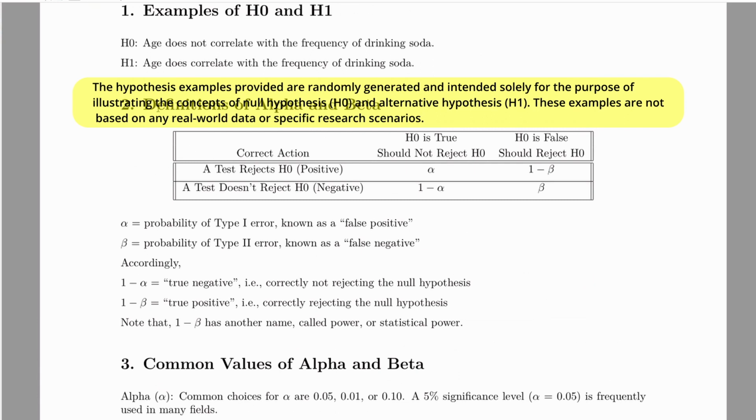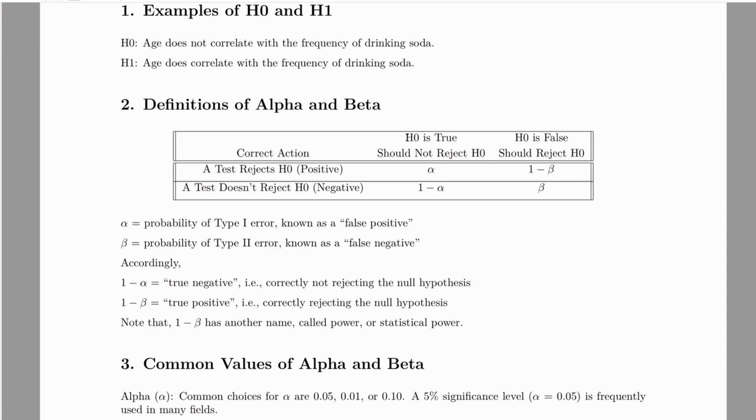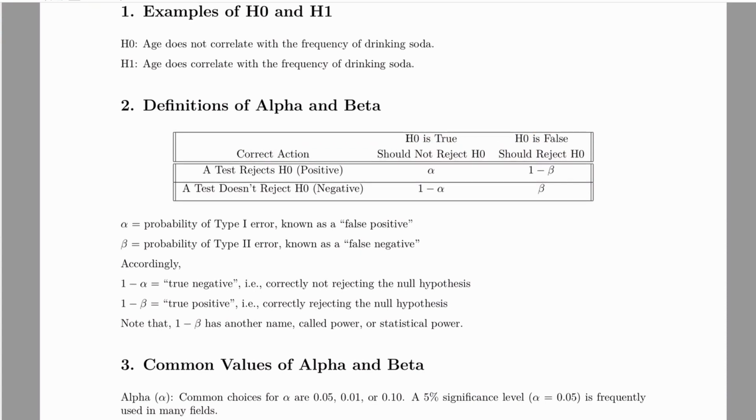Now let's look at what alpha and beta mean in hypothesis testing. The starting point is to assume that the null hypothesis is either true or false. So there are two situations. If it's true, the correct action is that we should not reject. In contrast, if it's false, then we should reject.